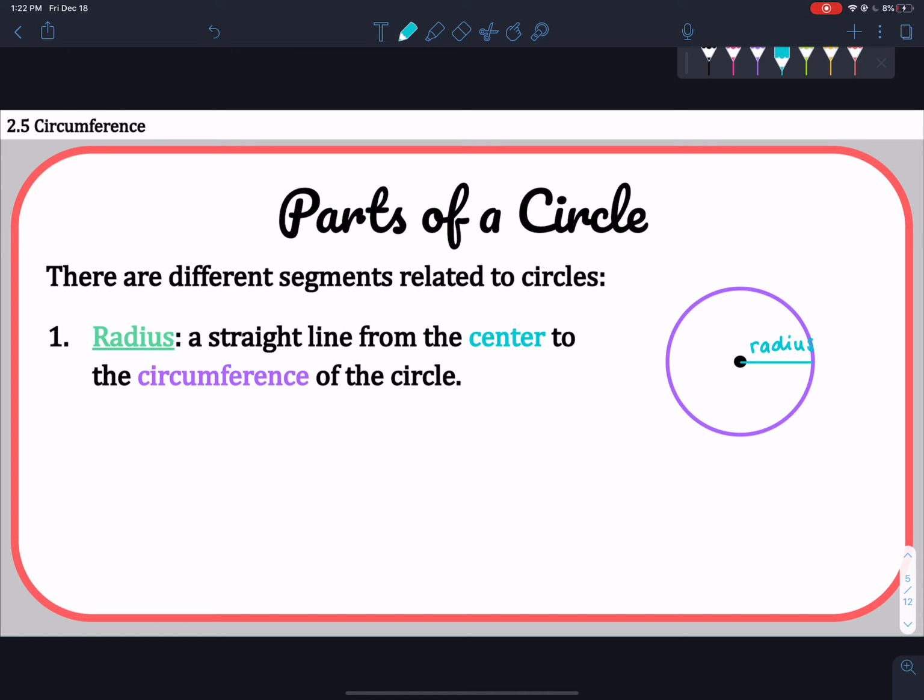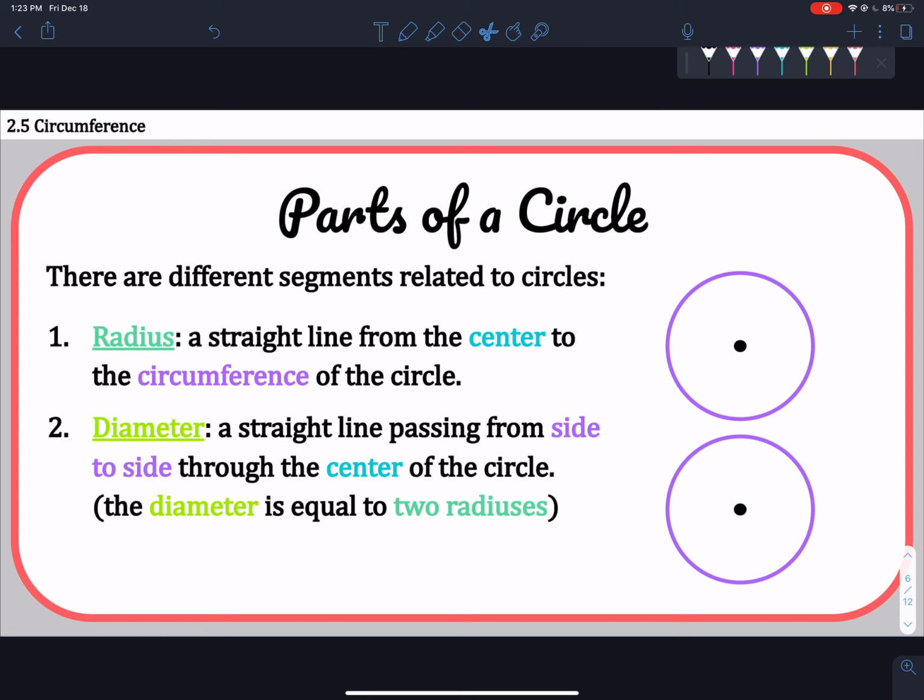So notice it is half of the width of the circle. So I'm going to actually put that, half width of circle. Okay, and I'm just going to copy this so we have this on the next slide.